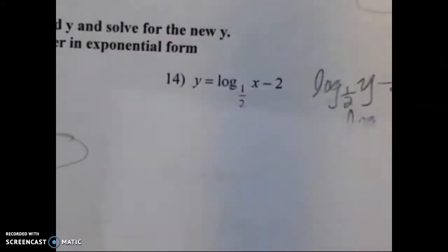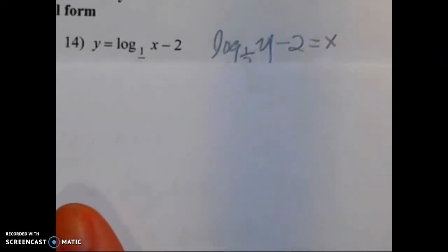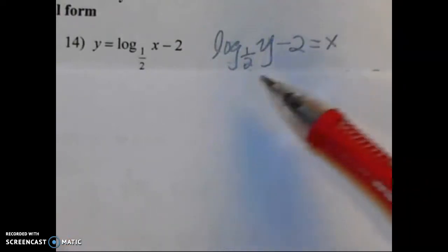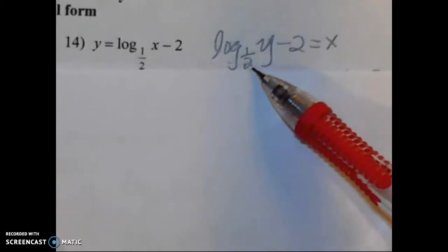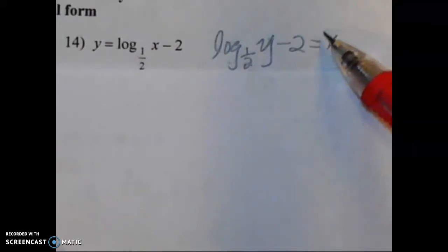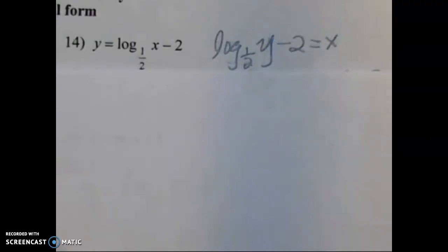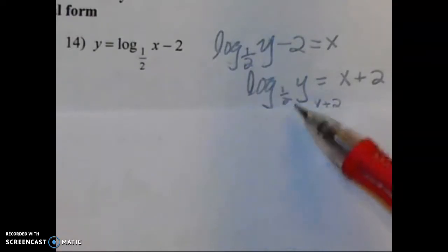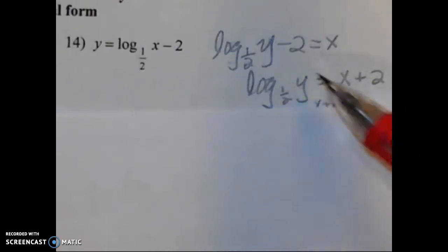Okay, here's another. So let the x be y, let y be x, and put the x on the right side. Switch your x and y's. Use your arrows to rewrite it so that we can get rid of that log. 1/2 to the x equals, wait, this can't be right. There's a -2 here, you guys. Let's bring that 2 over to the other side first. Oh, that's so much better. Bring the 2 over to the other side by adding, and now you're ready to do your arrows. 1/2 to the x plus 2 equals y.